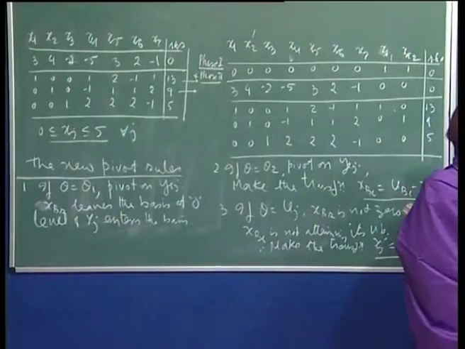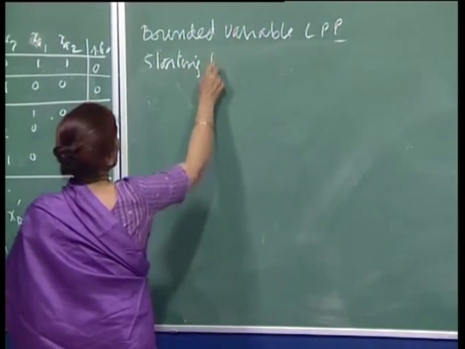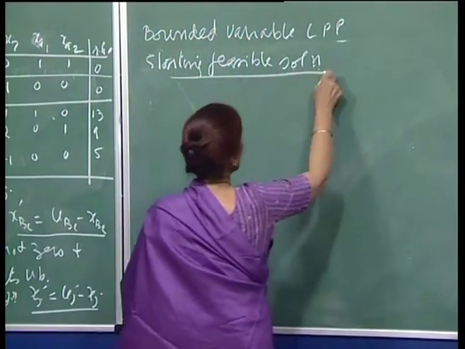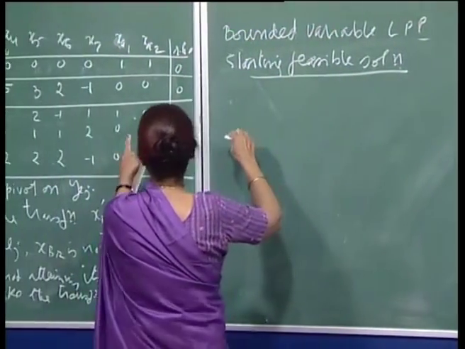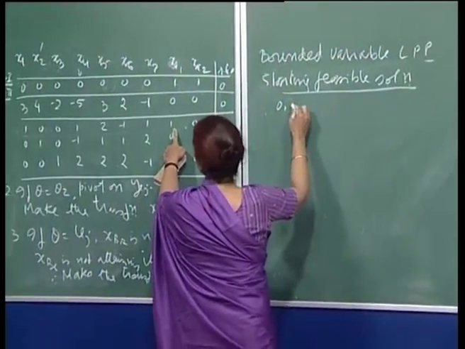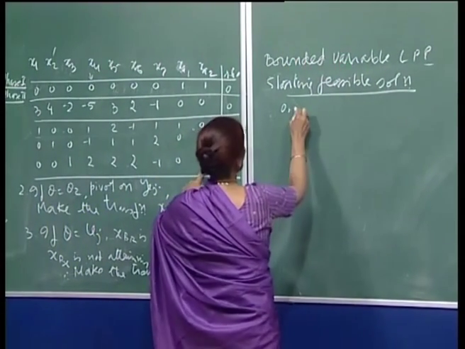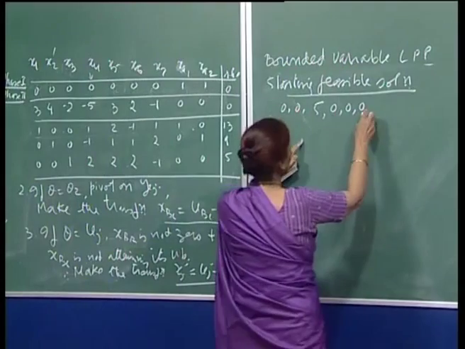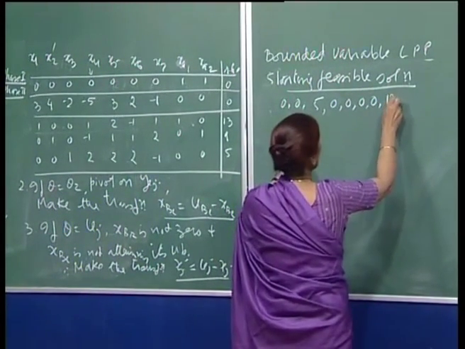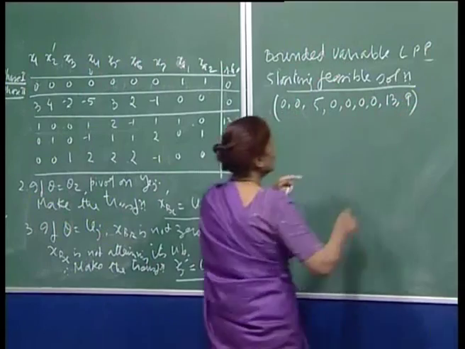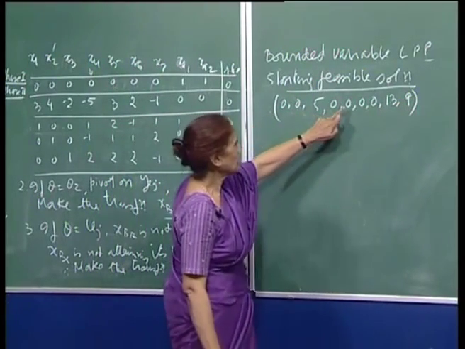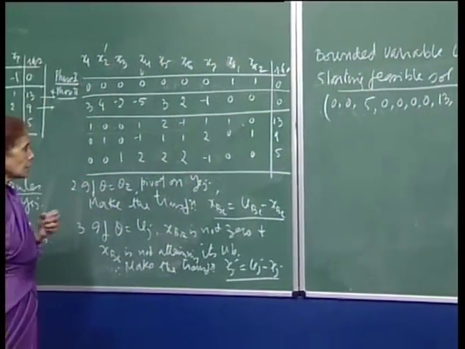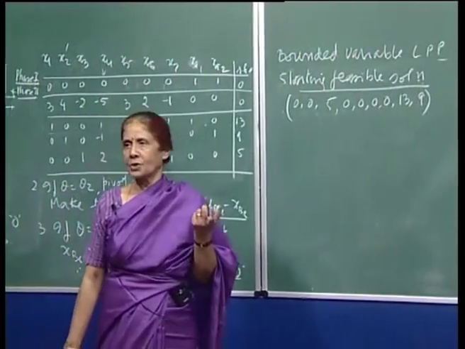Starting feasible solution is, for example, here in this case it is 0, I am reading this as 3, so 0 0 5, then 0 0 0 3 4 5 6 7, and then it is 13 and 9. Is it okay with you? x1, x2, x3, x4, x5, x6, x7, xa1, xa2. This is my starting basic feasible solution. Remember, there is no upper bound constraint on the artificial variables.